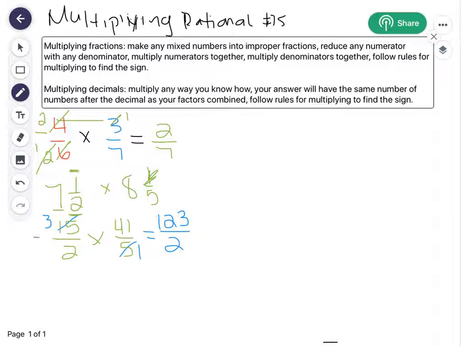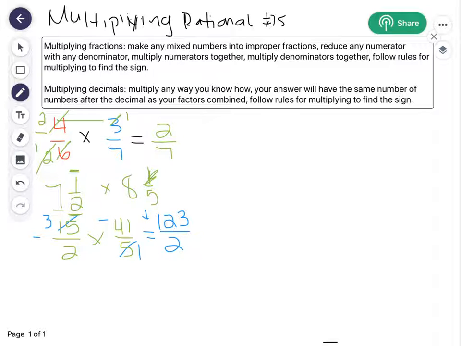If one of these was negative, then our answer would be negative because their signs would be different. If they were both negative, we would be back to positive because their signs are the same. So that's multiplying fractions. You multiply the numerators together and then multiply the denominators together, and that's when you get your answer.